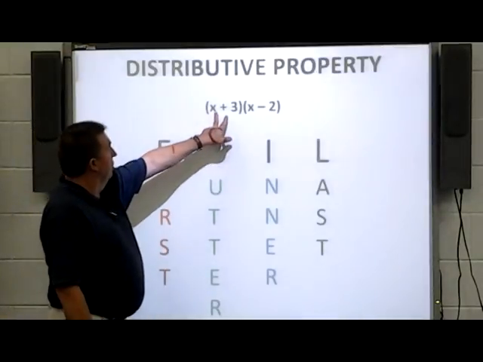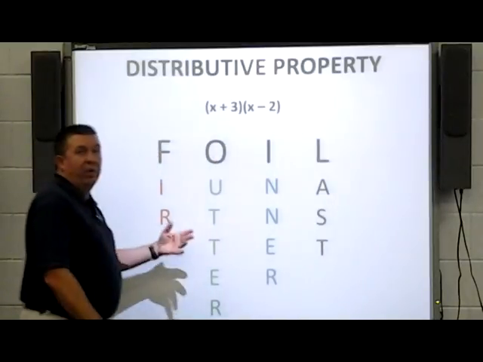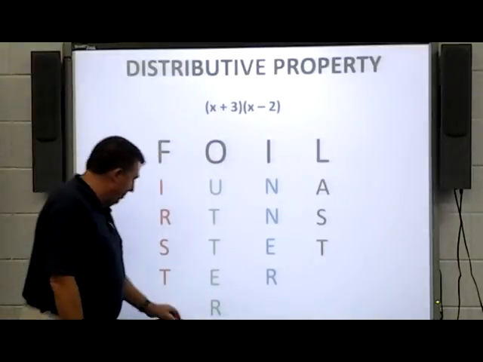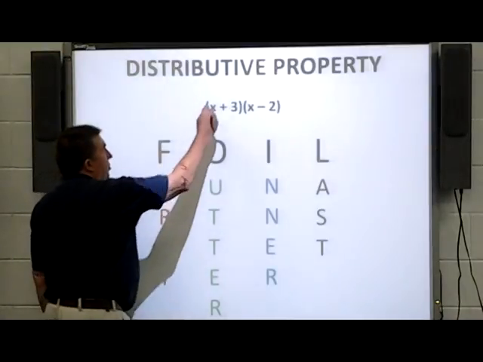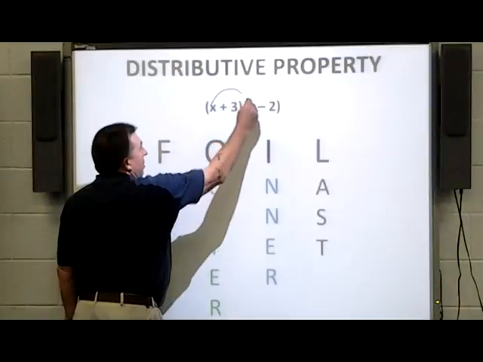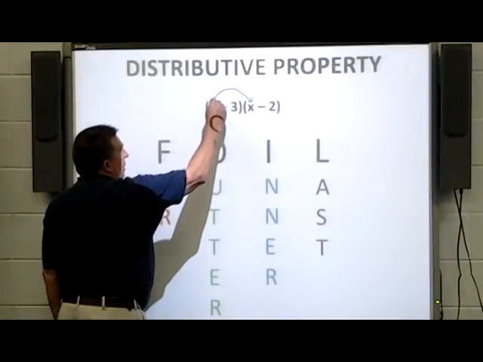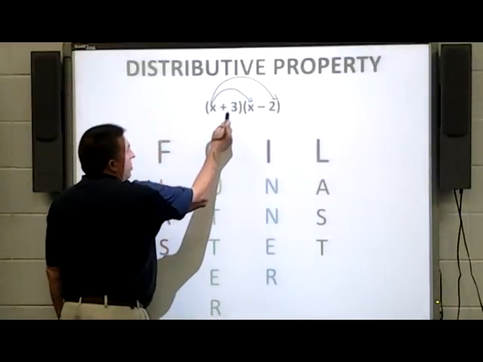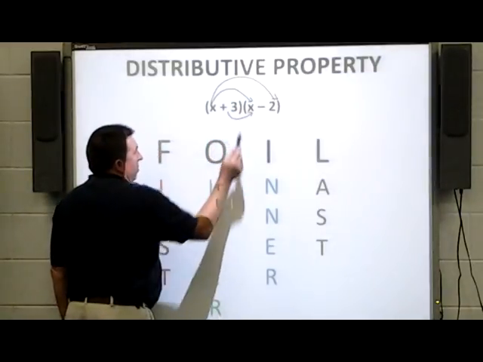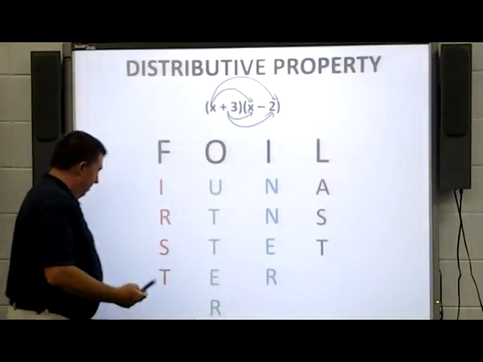If you only have two terms and two terms, this is a binomial times a binomial, and we have to use the FOIL method to get the answer. What FOIL stands for is first, outer, inner, last. First is this first one times that first one. Outer, this one is outside times that one on the outside. Inner is these two inner ones. And the last term is the 3 and the negative 2.